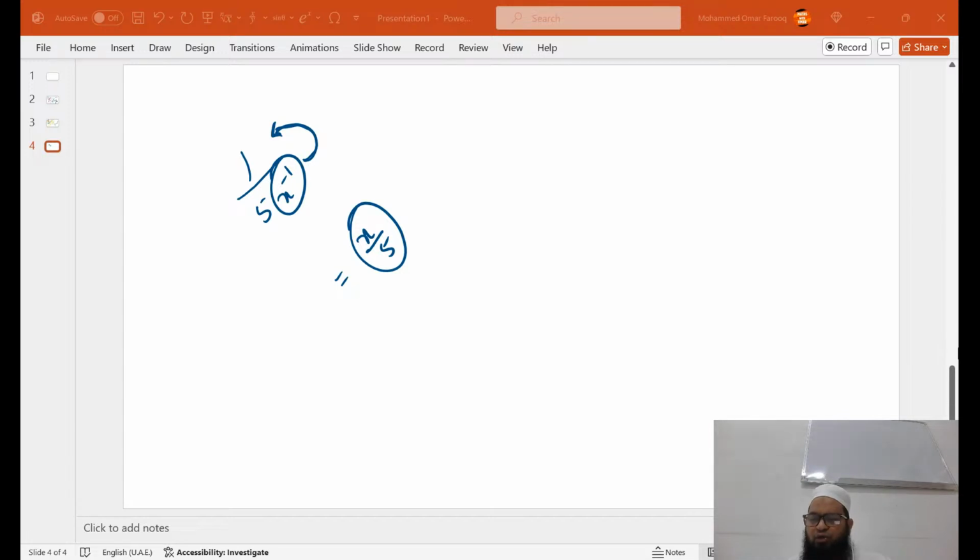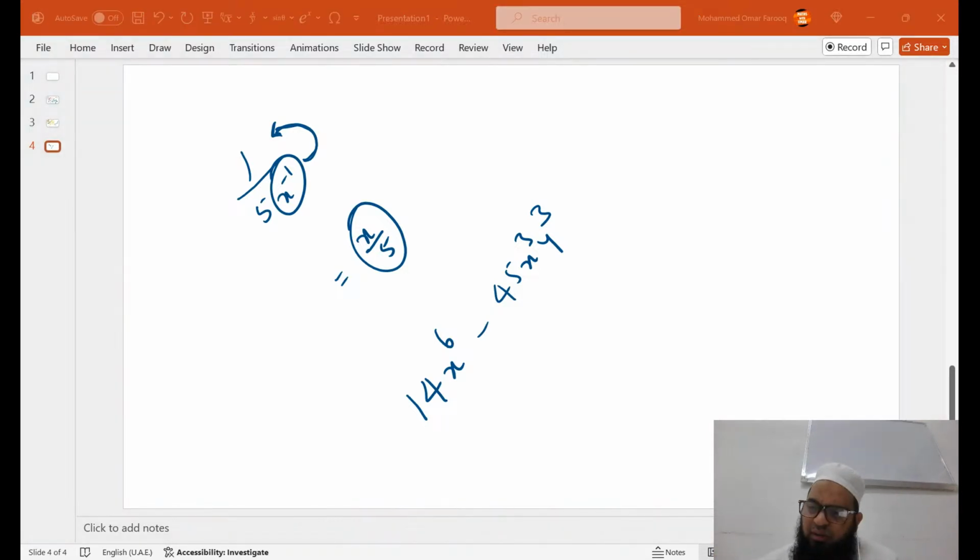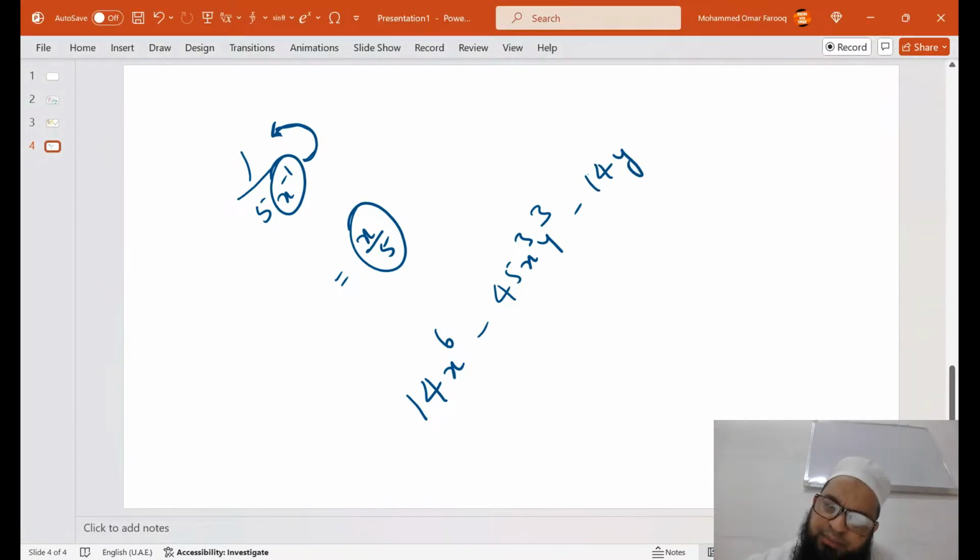14x to the power of 6 minus 45 x cube y cube, and then 14y to the power of 6. Is it plus or minus? Minus, sorry, minus 14y to the power of 6.